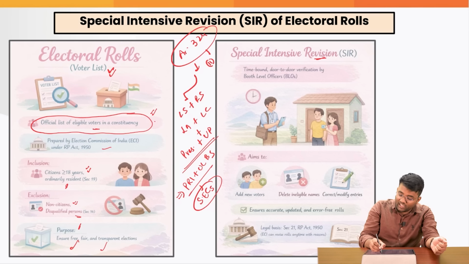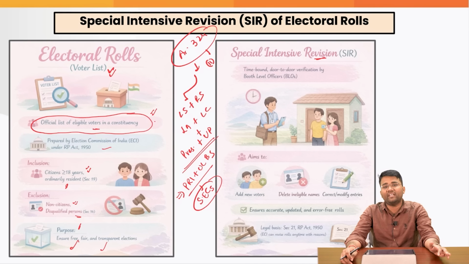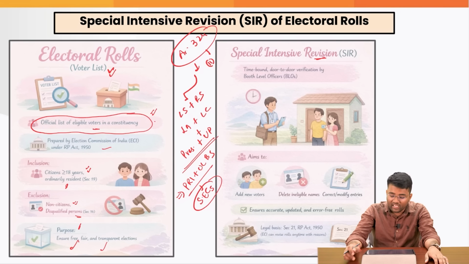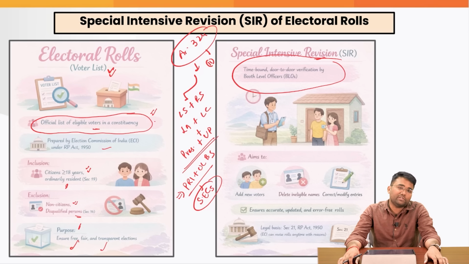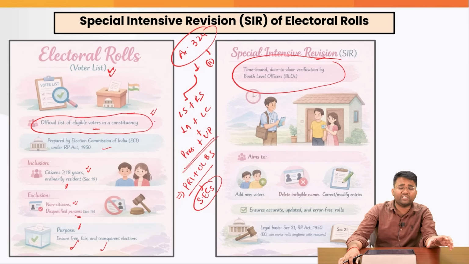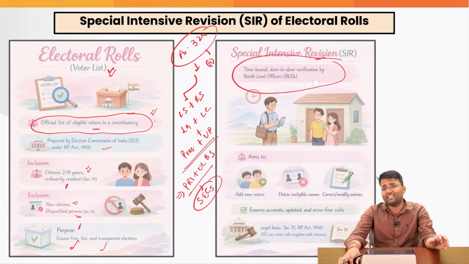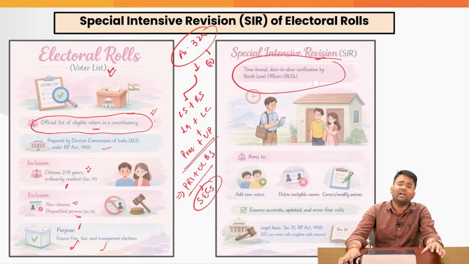Then the special intensive revision, which was done recently in West Bengal also, is a time-bound door-to-door verification by booth level officers, or the BLOs. Generally, any constituency is divided into various booths so that it is easy and smooth for people to cast their votes, because if all the people were called to one station, it would take a lot of time. So the constituency is divided into smaller booths, and there are designated officers who help the people of that booth cast their votes.